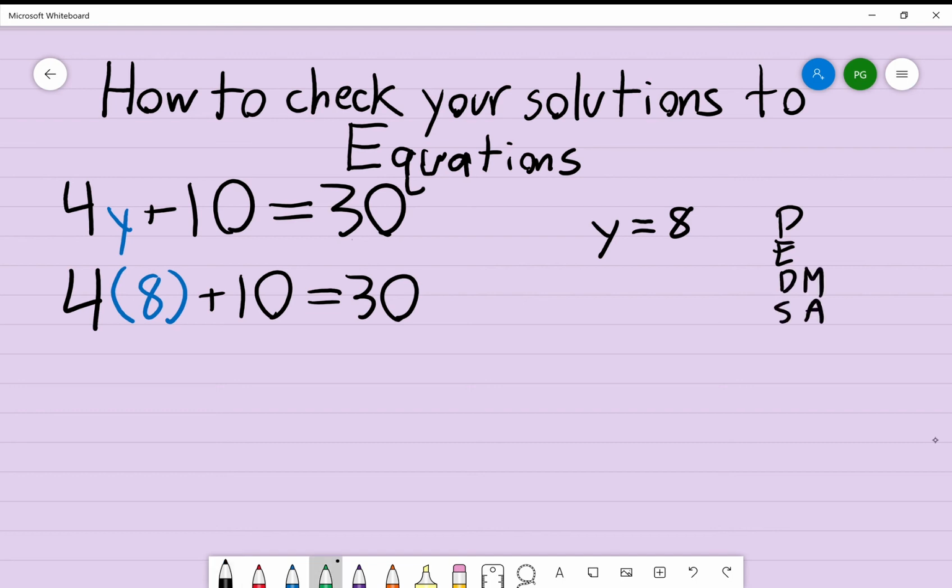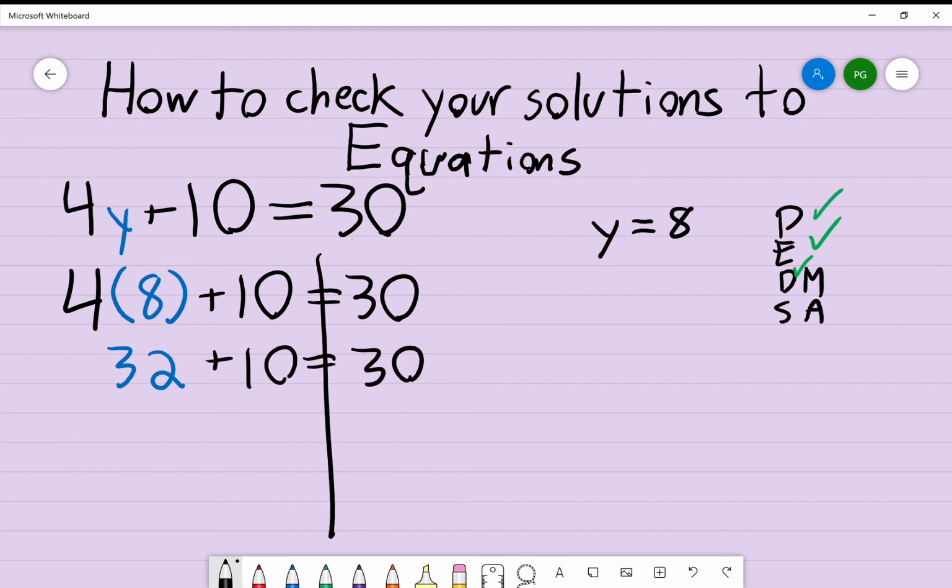Okay, well, are there any parentheses? No. Exponents? No. Division? No. Multiplication? Yes. 4 times 8 is 32. Okay, so 32 plus 10 equals 30. Is there any subtraction? No. Addition? Yes. 32 plus 10 is 42. 42 is not the same as 30. This is wrong. Those are both ways that you could check the equation. Now let's move on to a third and final example.